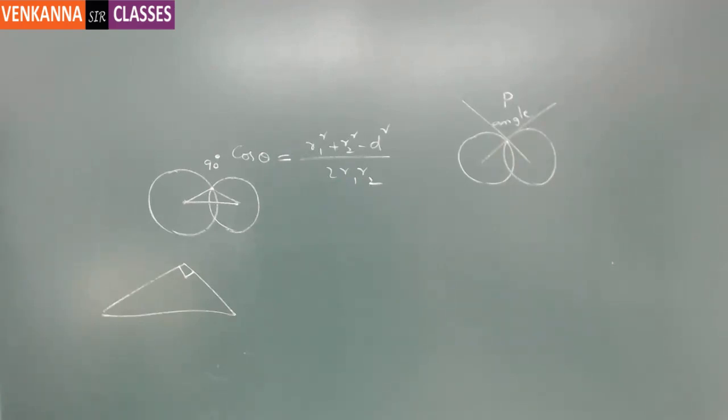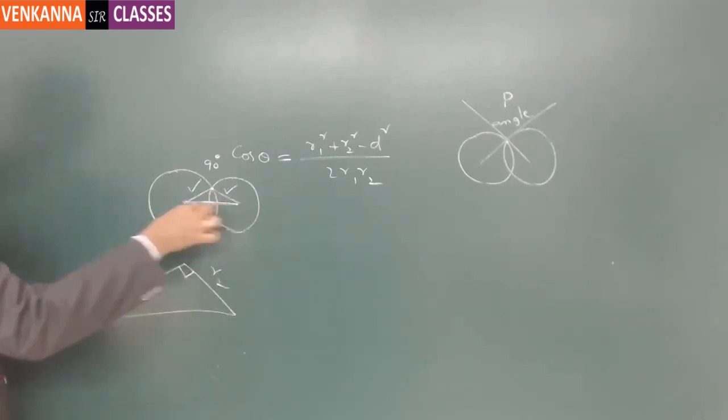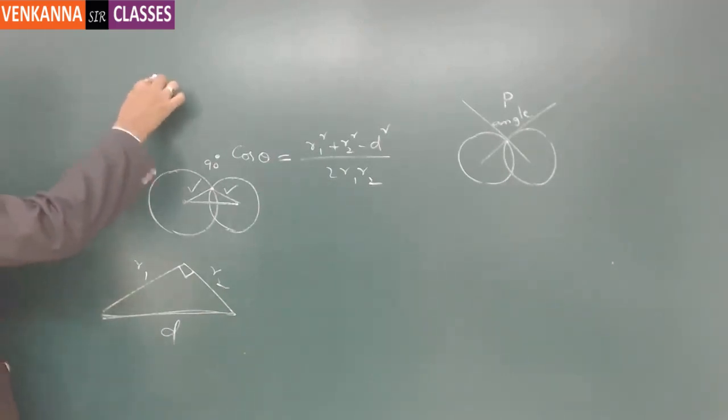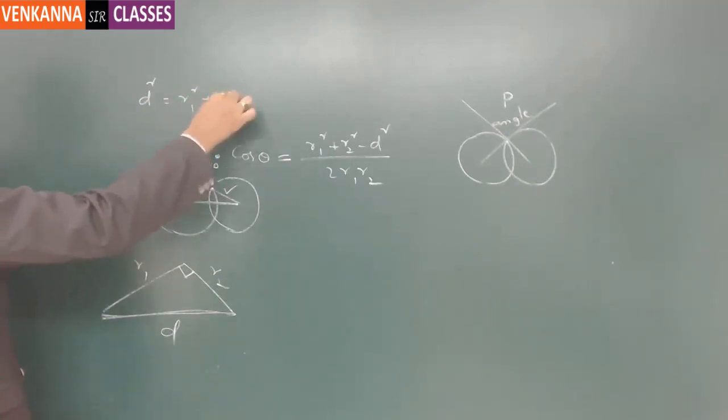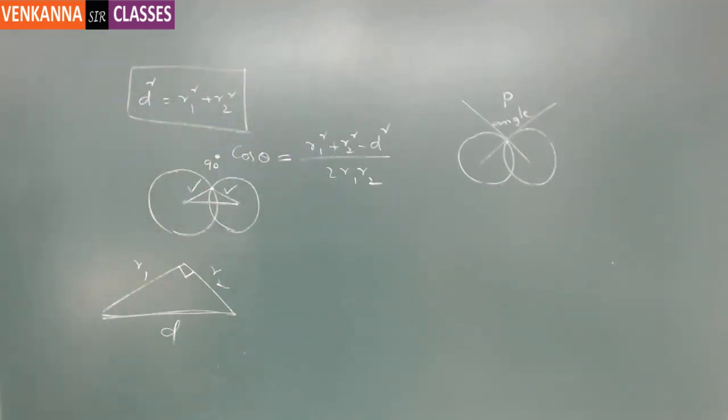So whenever two spheres intersect orthogonally, this is the radius of one sphere, this is the radius of another sphere, and this hypotenuse is the distance between the centers. Accepted? So using the Pythagoras theorem here, distance between centers whole square equals radius square plus radius square. This condition we use to check whether two spheres are orthogonal or not.